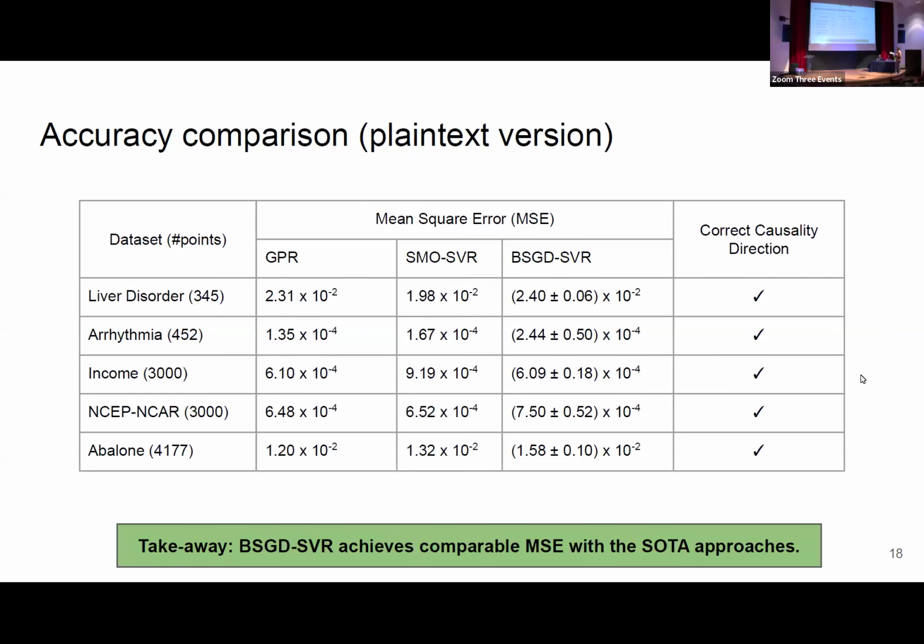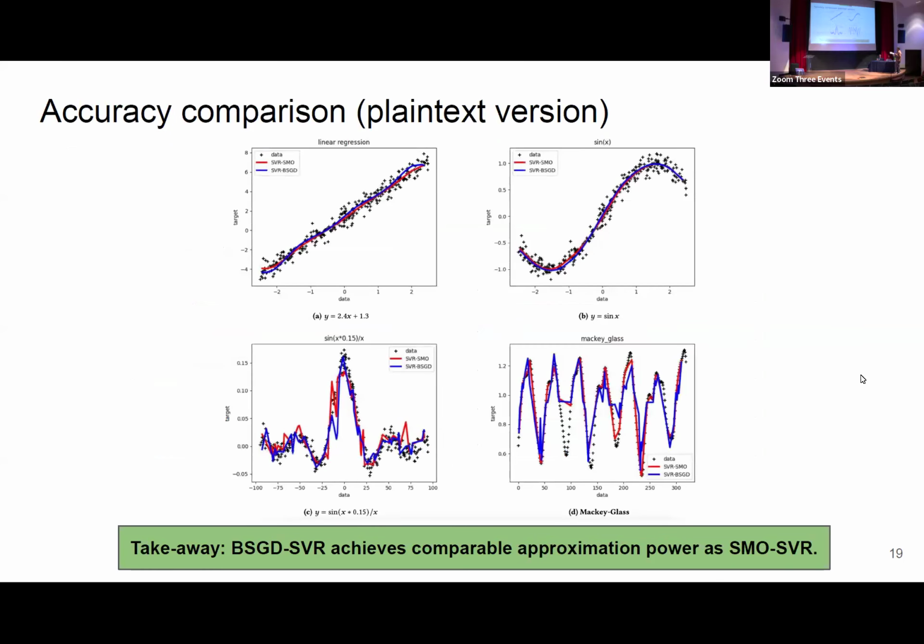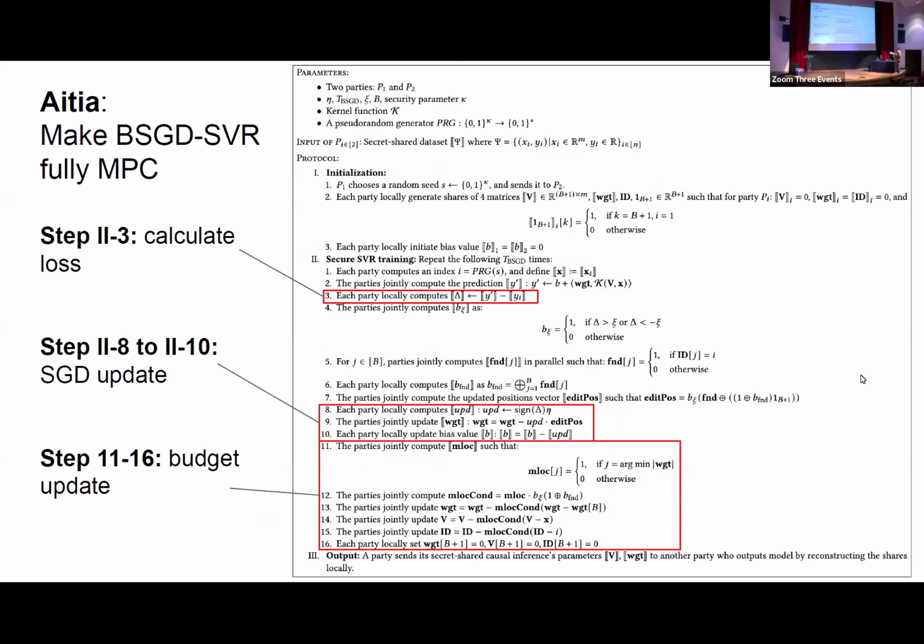So in the first experiment, it's shown that we have the correct causality direction and also comparable mean square error to the benchmark algorithms. The second experiment confirms that BSGDS-VR has nonlinear regression approximation power similar to SMOSVR. So we are fast, but we are also accurate.